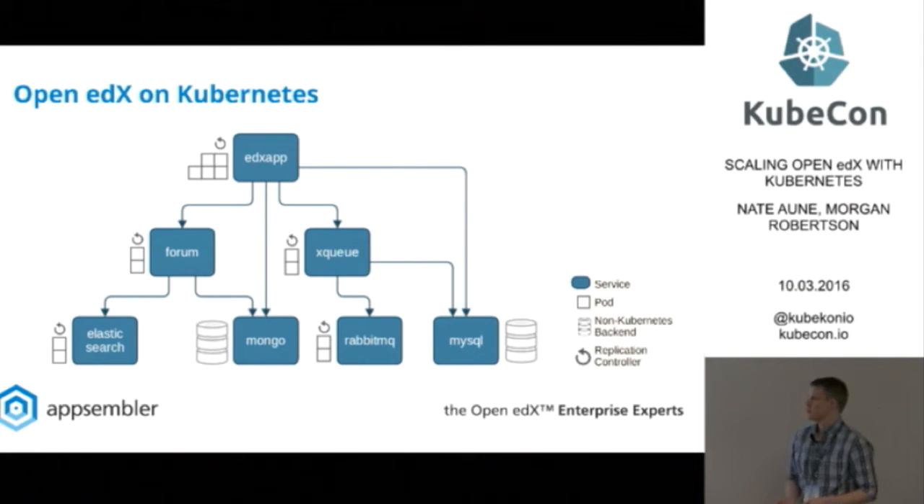And so this architecture allows us to scale each service independently. And so, for example, we anticipate needing to scale the edX app service, which is the front-end web application, a lot more than we need to scale the forum. And with our old way of doing deployments, it was much more difficult to scale these components independently. And then one other thing you'll notice here is that we have Mongo and MySQL running on non-Kubernetes backends, but Kubernetes services still makes it easy to talk to these other backends that are not running in pods.